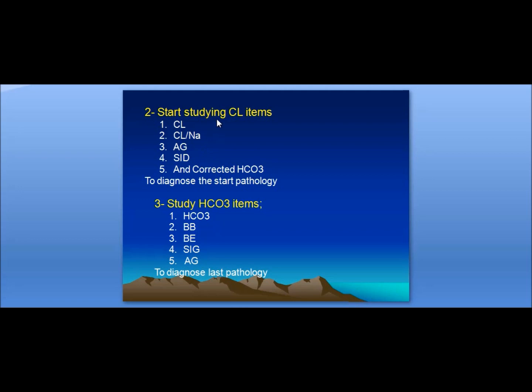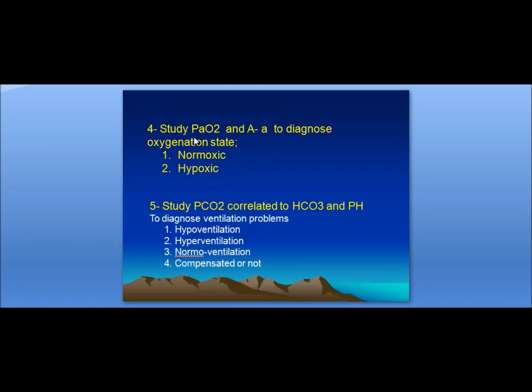From these items and from these data, you will come to the diagnosis of the start pathology, the first pathology. Number 3, studying bicarbonate items: serum bicarbonate, buffer base, base excess, strong ion gap, and anion gap. This will give you the last or the second pathology and the second diagnosis. Number 4, the oxygenation state of the lung will be studied through studying FiO2 and PaO2, and you will come to the formula alveolar arterial gradient to diagnose the oxygenation state. Is it normal or hypoxic?